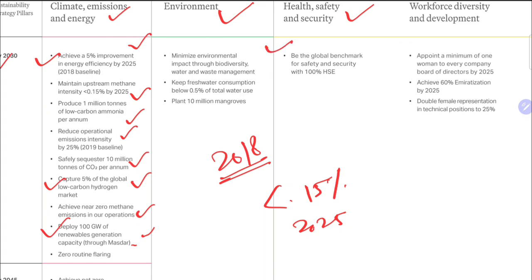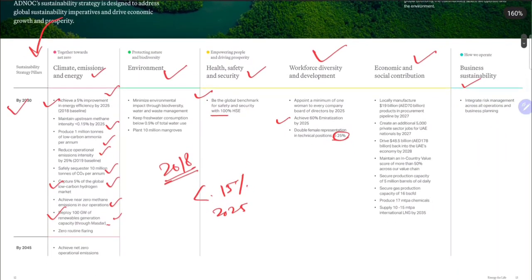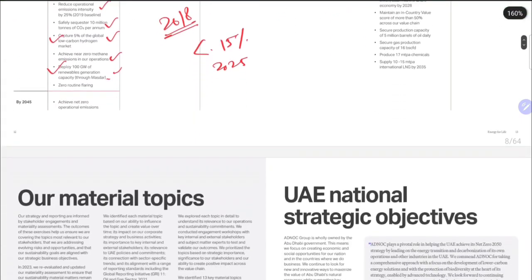Let's say in the health, safety and security section: be the global benchmark for safety and security with 100% HSE. And for workforce diversity, they say achieve 60% Emiratization by 2025 and double the female representation in technical positions to 25%. So these are their targets by 2025. Even in economic and social contributions, you see: create an additional 5,000 private sector jobs, drive 48.5 billion US dollars back into the UAE's economy by 2028. So these details are available here.